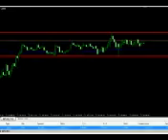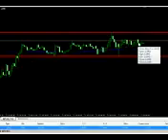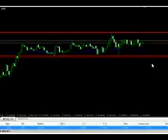Here we have our entry points for the pound dollar. If it breaks 159.87, wait for the pullback to the same area to go long. If it breaks 159.00, wait for the pullback to go short.